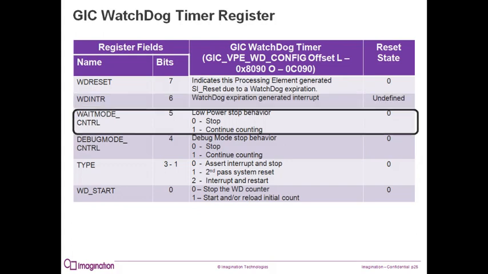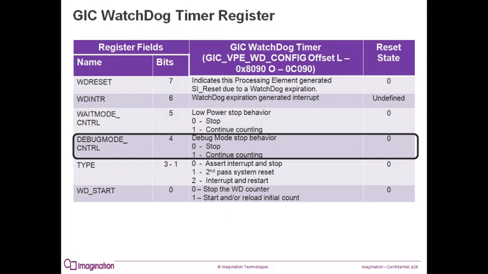If the wait mode control bit is set to 1, the watchdog timer will continue to count if the processing core is in low power mode. Otherwise, the watchdog timer will stop decrementing when the processor enters low power mode. If the debug control bit is set to 1, the watchdog timer will continue to count if the processor core is in debug mode. Otherwise, the watchdog timer will stop decrementing when the processor enters debug mode.